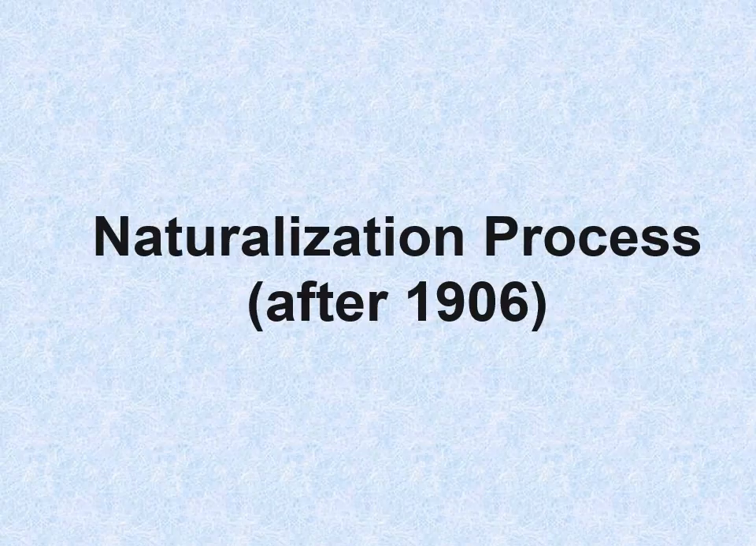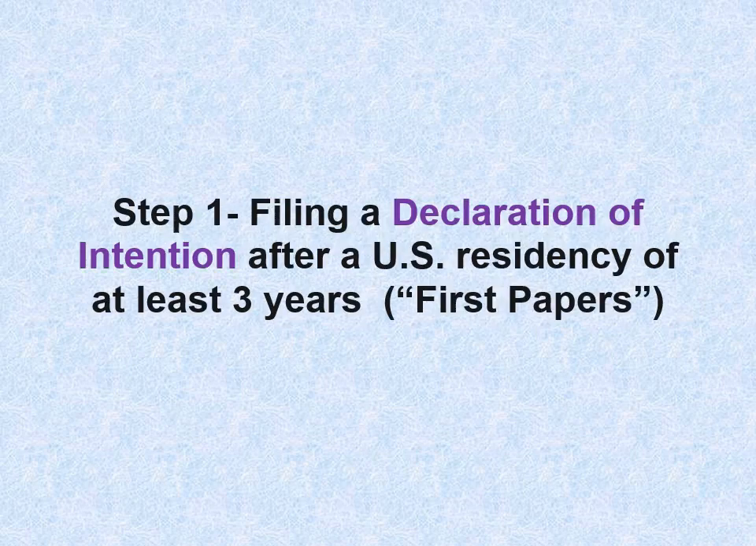Okay, so after 1906, or at least starting in June of 1906, an immigrant trying to become naturalized will go through a set of steps. Step 1 is filing a declaration of intention. They have to be a U.S. resident for at least 3 years. If they go out of the country and visit and come back, the clock starts again. Those are known as first papers.